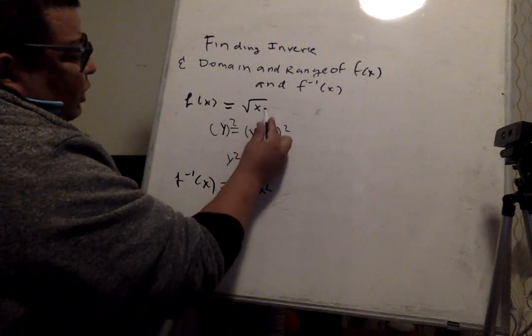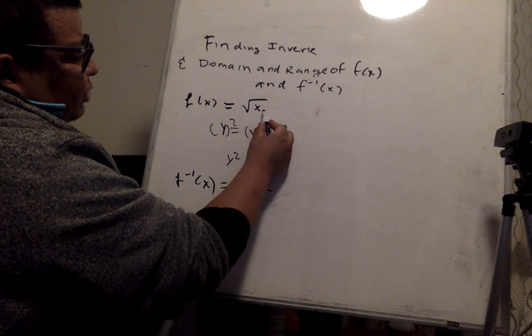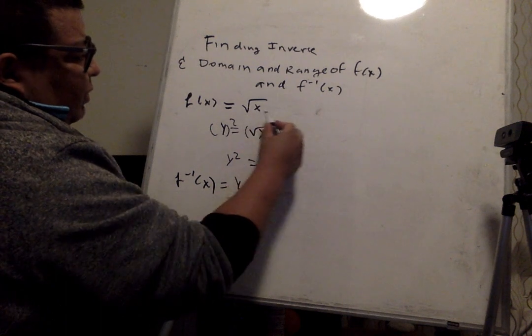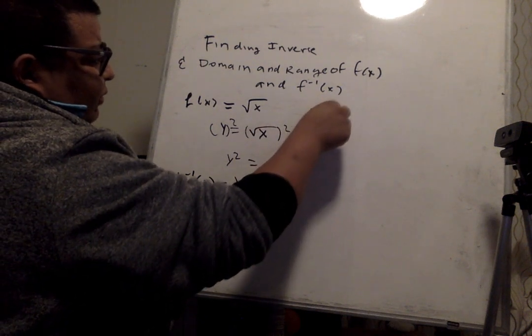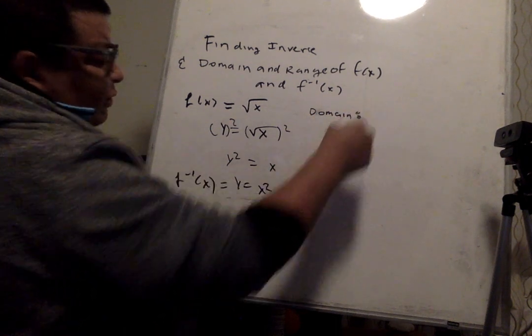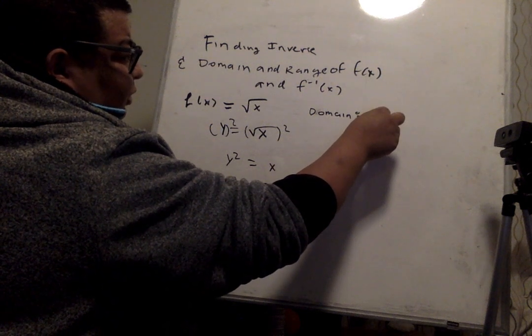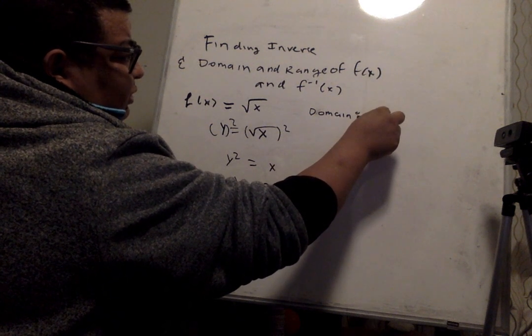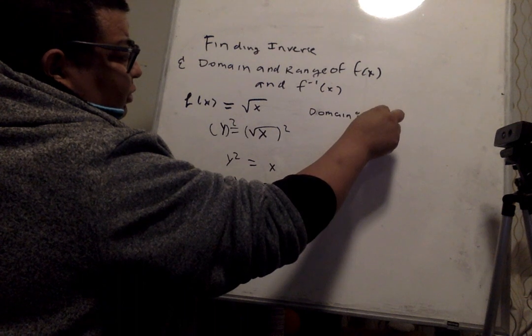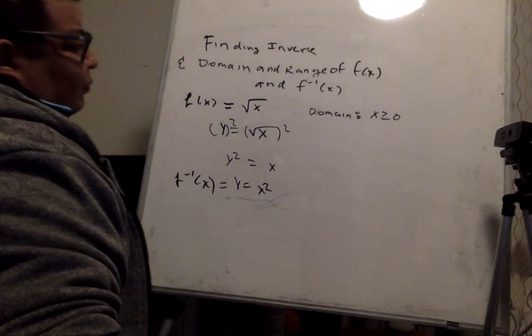So f of x, remember, the numbers that x can be, we're talking about reals right now, so it can be 0 or anything above. So that means that the domain of this function has to be any x that is x greater than or equal to 0.